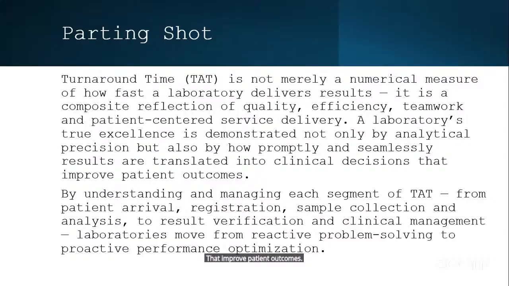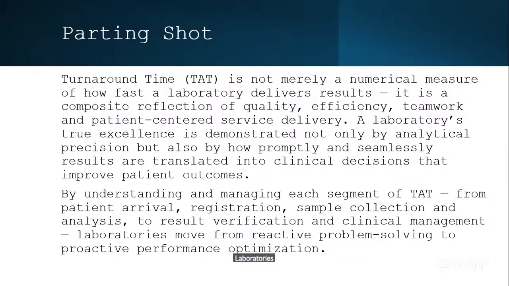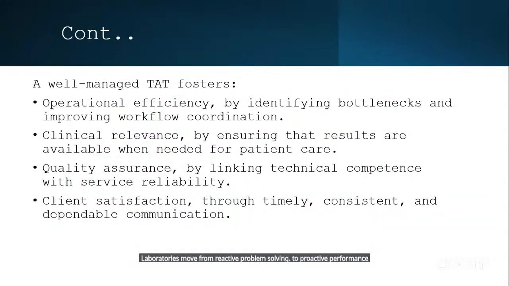By understanding and managing each segment of TAT, from patient arrival, registration, sample collection, and analysis, to result verification and clinical management, laboratories move from reactive problem solving to proactive performance optimization. A well-managed TAT fosters, number one, operational efficiency by identifying bottlenecks and improving workflow coordination.